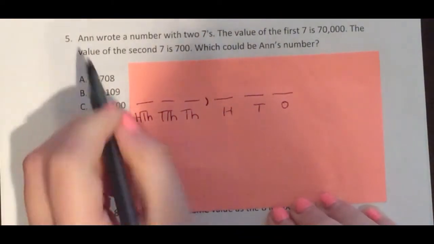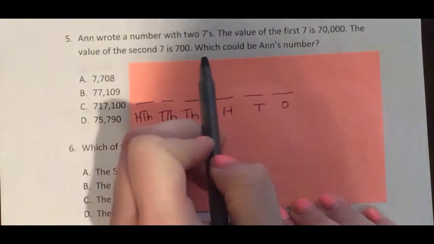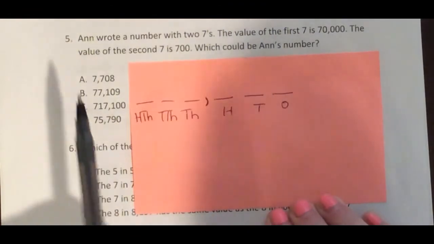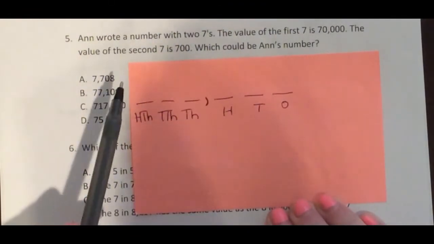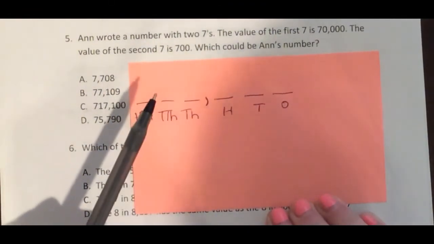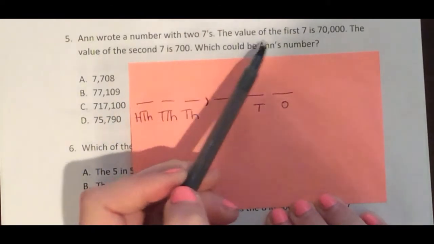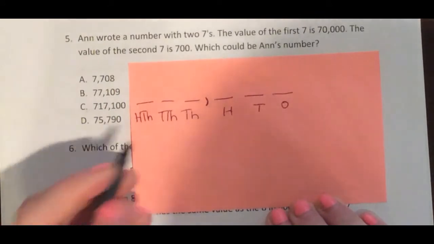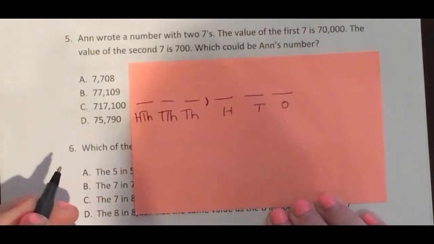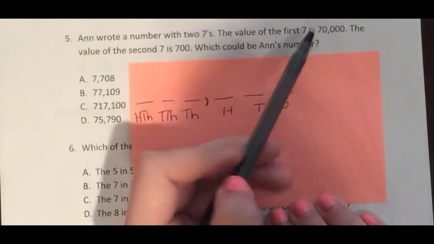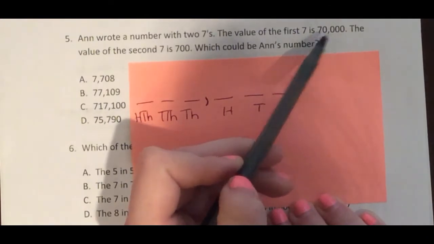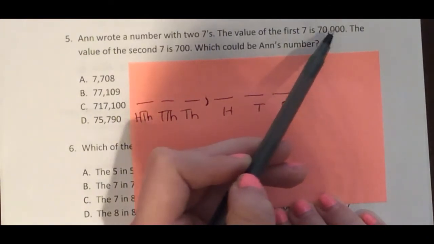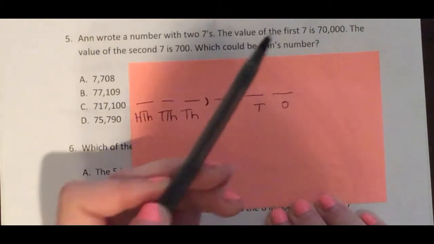Okay. It says that she wrote it with 2 sevens, so I know somewhere in here I'm going to have 2 sevens. I don't know what the rest of my numbers are, but I know somewhere there's going to be 2 sevens. The value of the first 7 is 70,000. Okay, we have to think about that. 70,000. Okay, that 7 is in the 10,000s place. If I say ones, tens, hundreds, thousands, and 10,000s.